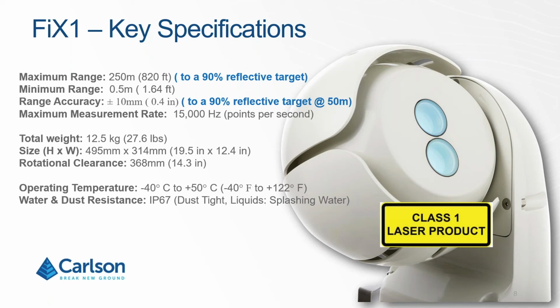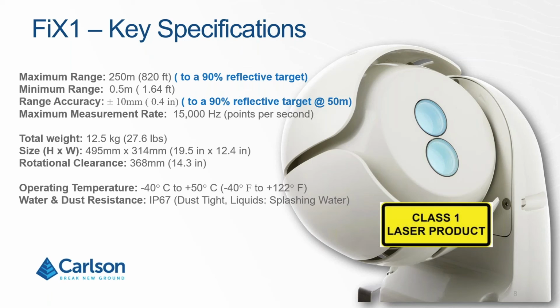What's important to note for the installation is the rotational clearance. It needs about 368 millimeters or 14.5 inches. That's how much clearance where it can't interact with anything around it. So you have to think of that as like sort of the zone of exclusion. You can't have anything within that because it'll hit the instrument.